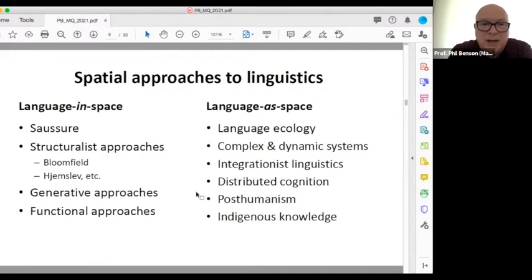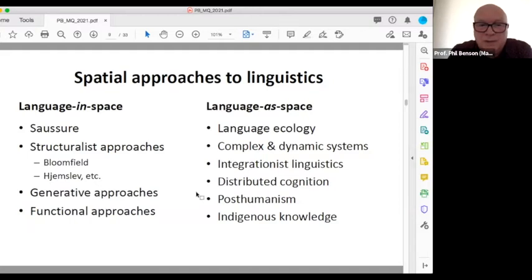Okay, so I'm dichotomizing and I'm oversimplifying to kind of provoke discussion. But basically, if we try to assign different approaches to linguistics to these different spatial concepts, then from the language in space perspective, the arch objects in space linguist is Saussure, as I'll try to show a bit later.